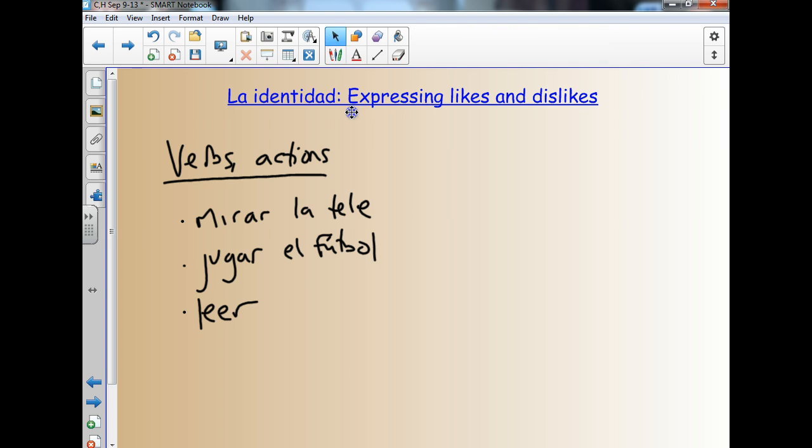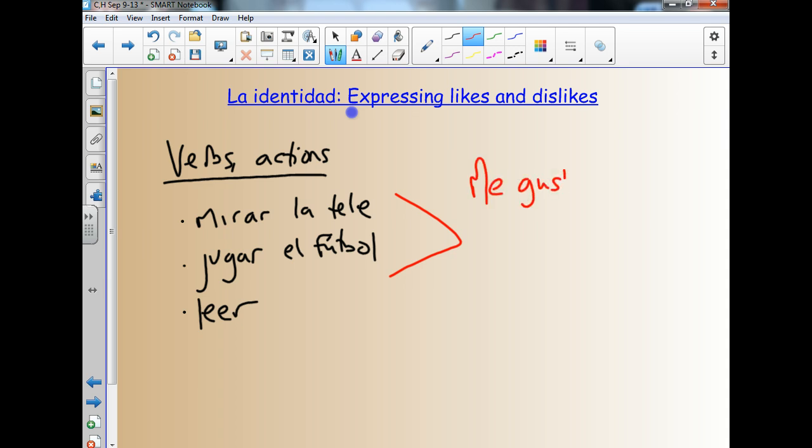And when you describe whether you like or dislike these things, it's very simple, using the yo form. When you want to talk about these things, your way to express it, when you're just talking about yourself, is just simply me gusta. Now we talked about how gustar means to please, but when you say me gusta mirar la tele, that means I like to watch TV.